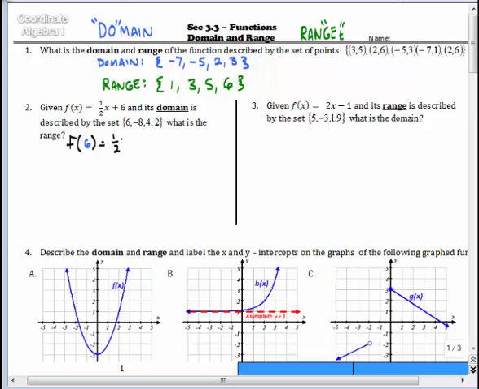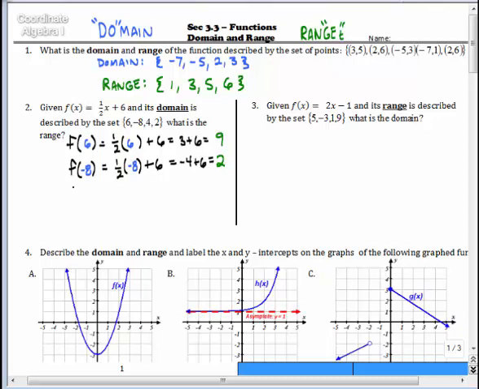So first we'll have 1/2 of 6 plus 6. So half of 6 is 3, and 3 plus 6 is equal to 9. So 9 is an element of the range. Alright, the next point we'll plug in is -8. So that's equal to 1/2 times -8 plus 6. So half of -8 is -4 plus 6. That's going to be equal to 2.